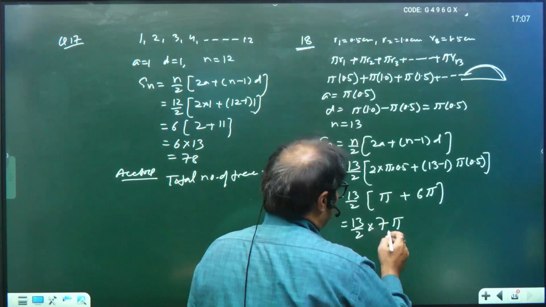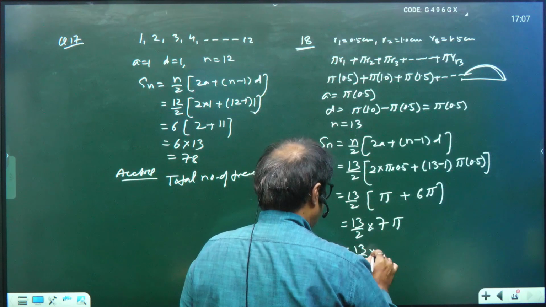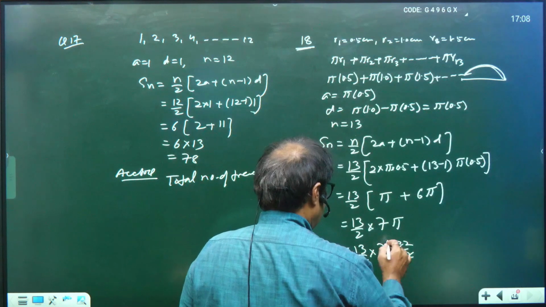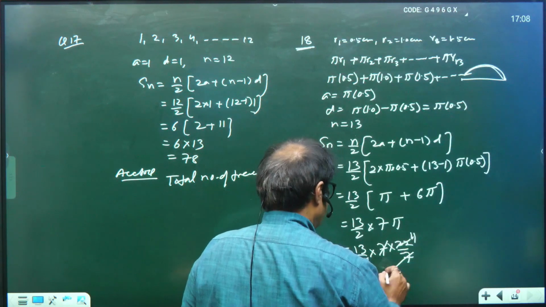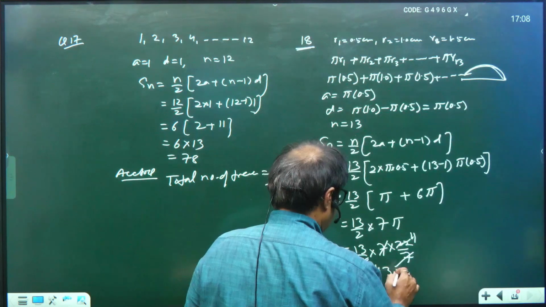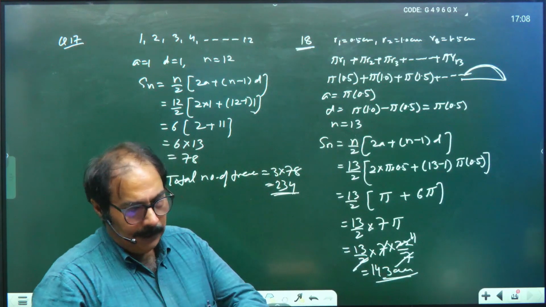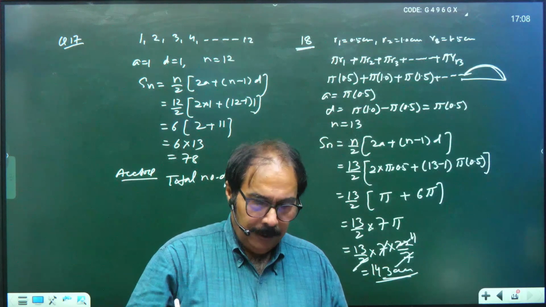And now in the last, put the value of pi, 22 by 7, as per the question. So 13 by 2, 7 into 22 by 7. So this 7 and 7 cancel out. This is 11, and 11 3s are 33, and 11 1s are 11, so 143. So 143 centimeter. This is the total length of this spiral, okay.